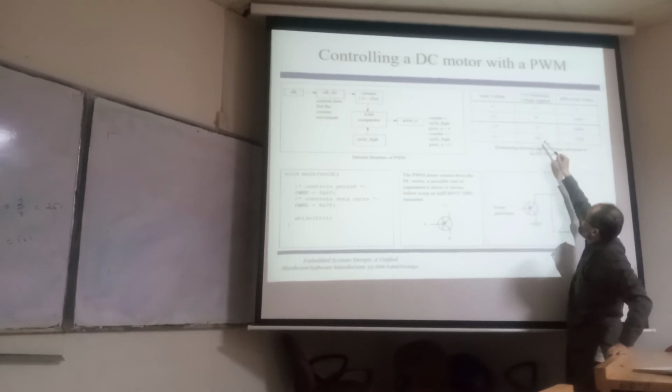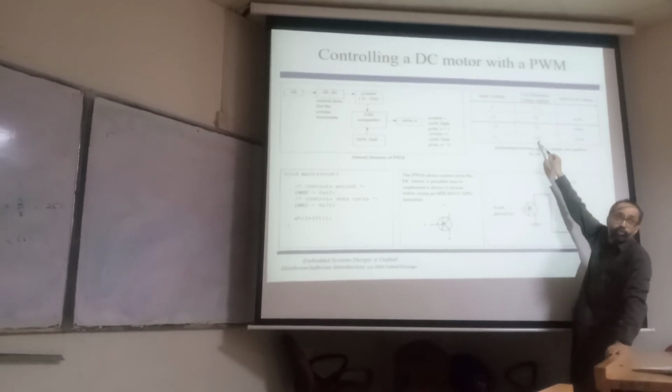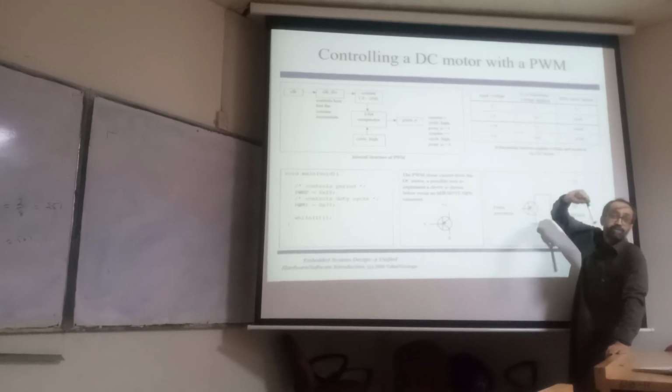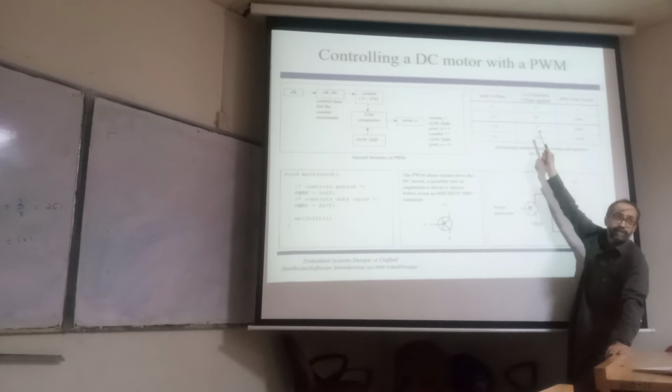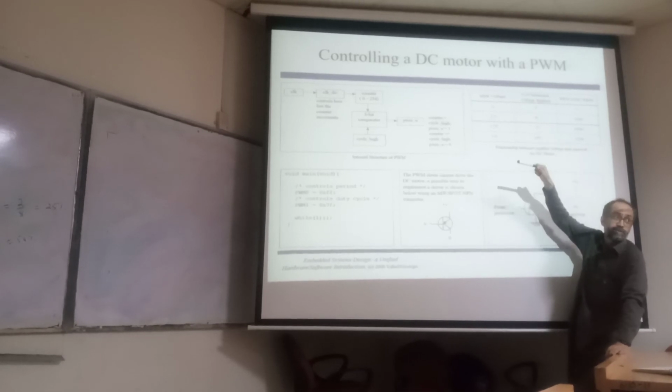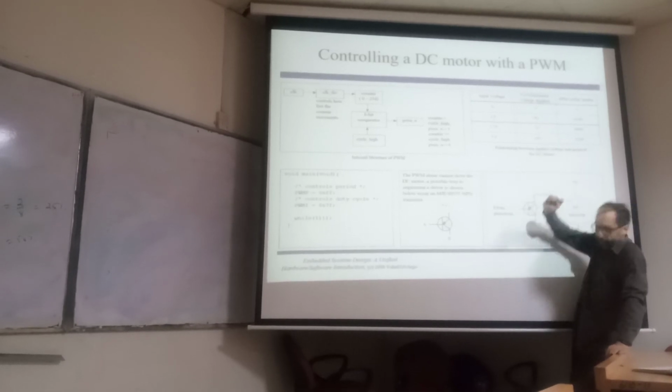Okay, in this case, what is the PWM signal? 100% duty cycle, it will always be high. With 75% duty cycle, in the previous example, it was high for 6 clock cycles and low for 2 clock cycles. With 50% duty cycle, it was high for 4 clock cycles and low for 4 clock cycles.